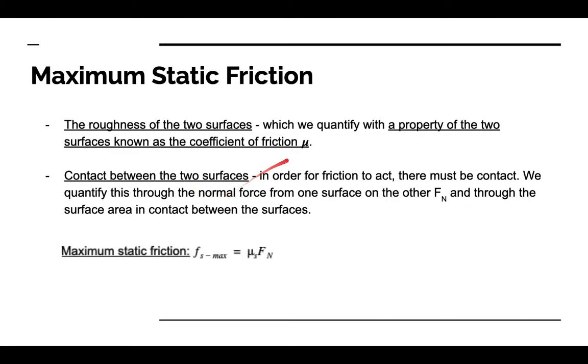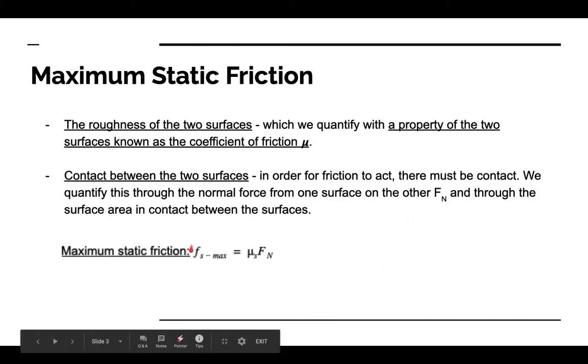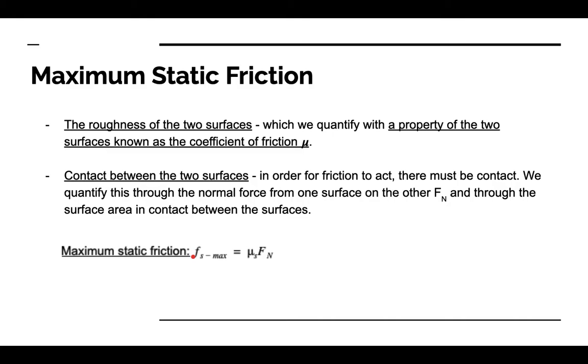So we combine these two factors, the coefficient of friction and the normal force, to get our equation for maximum static friction. The maximum of static friction is equal to the coefficient of static friction times the normal force. And hence we have a new equation for static friction. The force of static friction is less than or equal to the coefficient of static friction times the normal force.